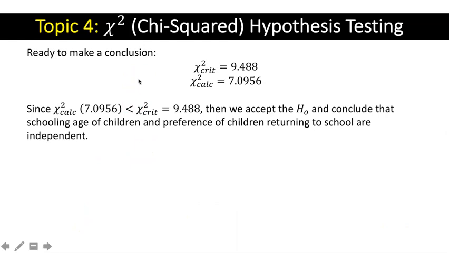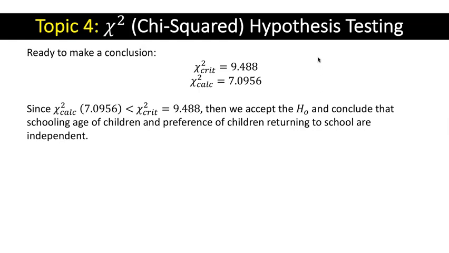I know it seems like a lot of calculations. The first thing we did, if you remember, was talk about the null hypothesis, saying that the two variables are independent. We talked about the alternative hypothesis, saying that they are not independent. We went ahead and organized our data into a contingency table. Those were the observed frequencies. We calculated the expected frequencies by doing row total times column total divided by grand total.